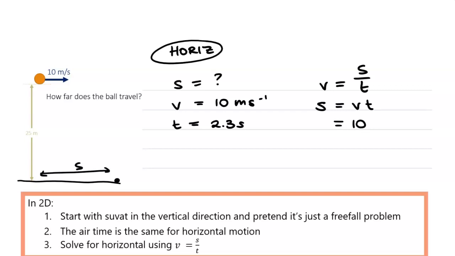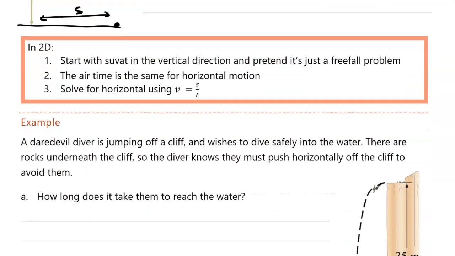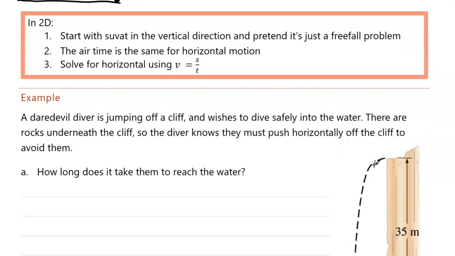So I've got the velocity of 10 meters per second times 2.3 seconds, so it's about 23 meters. Really handy to be able to use this equation, velocity equals displacement over time. We can only use that in circumstances where velocity is constant. That is true of the horizontal information here. So, some tips and tricks for when we do two-dimensional problems.